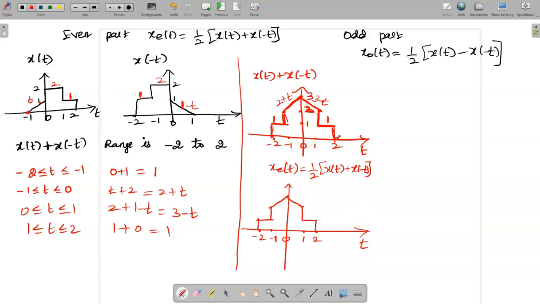Now each and every amplitude you have to multiply by 1 by 2. So here 1 into 1 by 2 will become 1 by 2, 2 into 1 by 2 will become 1, 3 into 1 by 2 will become 3 by 2. So this signal is nothing but xe of t. Similarly, we have to find out what is the odd part.